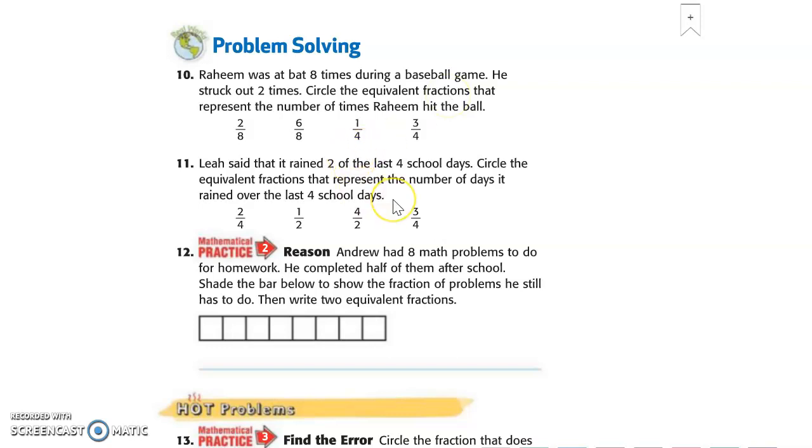Again, for those of you guys that are at home, if you have measuring cups, that works perfect. If you have a number line that you could draw out, or just drawing out pictures, whatever works best for you, okay?